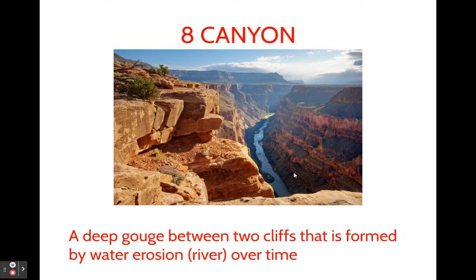8, canyon. A canyon is a deep gouge between two cliffs that is formed by water erosion over time. And usually that water erosion shows itself in the form of a river. So if you've ever been to the Grand Canyon, you know at the very bottom of it is the Colorado River. It's as a result of that water constantly running through there, and the gouge between the two cliffs constantly gets deeper and deeper. It's not something you're going to see immediately, but over millions of years, it's constantly getting deeper.